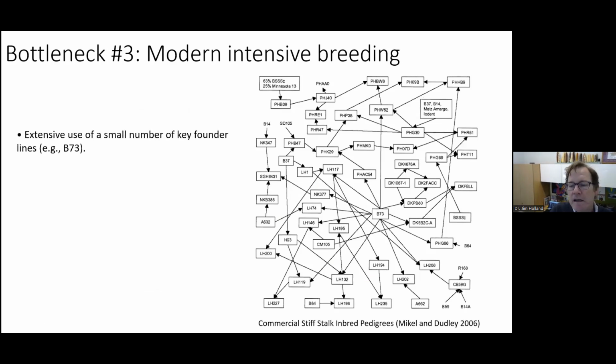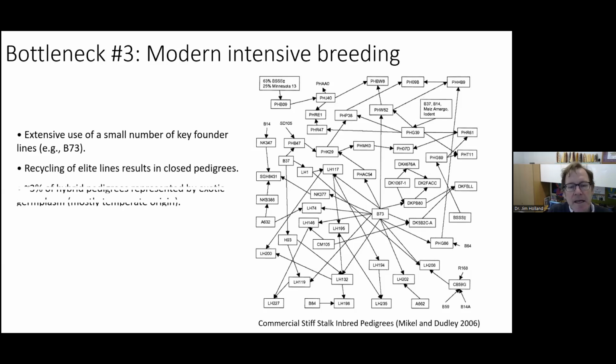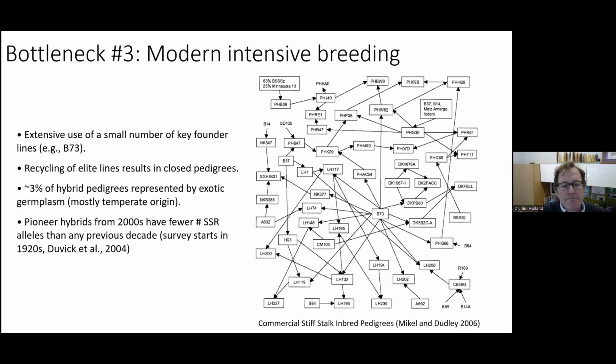So there's really a strong reliance on a relatively small number of inbred lines in the pedigrees of modern hybrids, and this closure of these pedigrees means that there's very little new genetics coming into the system. If you ask how much exotic germplasm is there in commercial hybrids, it's very little, and what there is is typically something like European exotic. It's basically temperate germplasm from another region.